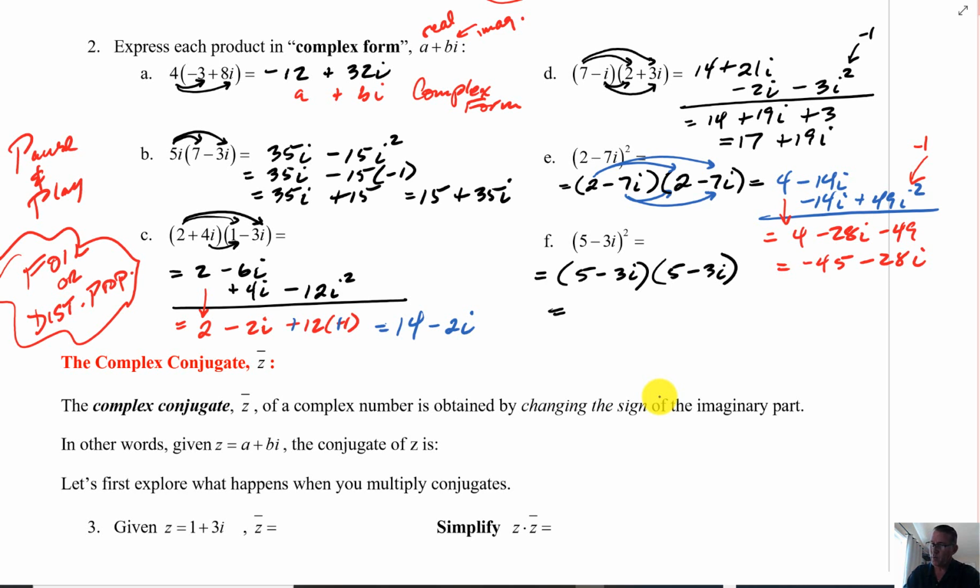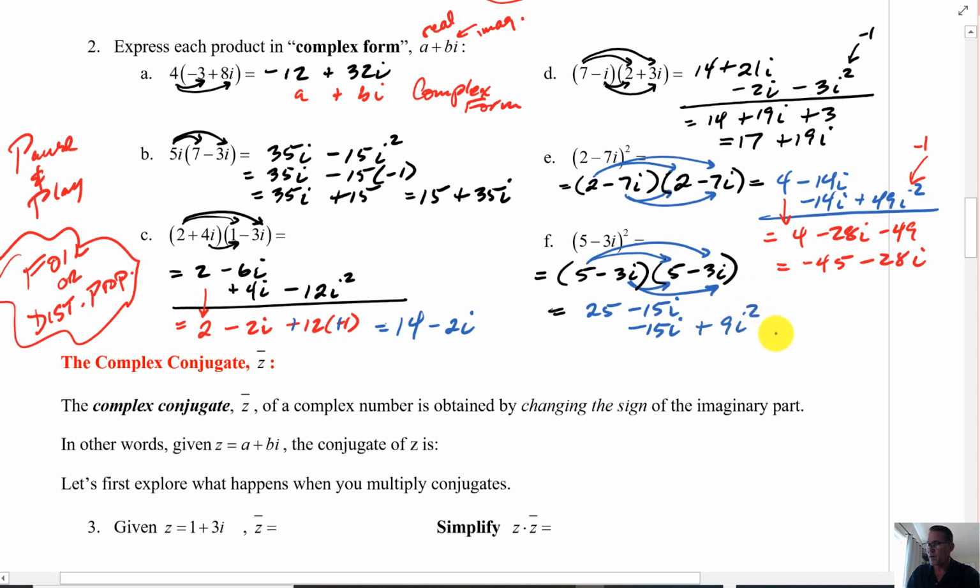Okay, let's check your work. Here we go. So 5 times 5, 25. 5 times negative 3i, negative 15i. Distributing through in the middle here, so negative 3i times 5 is negative 15i. And then negative 3i times negative 3i is positive 9i squared.